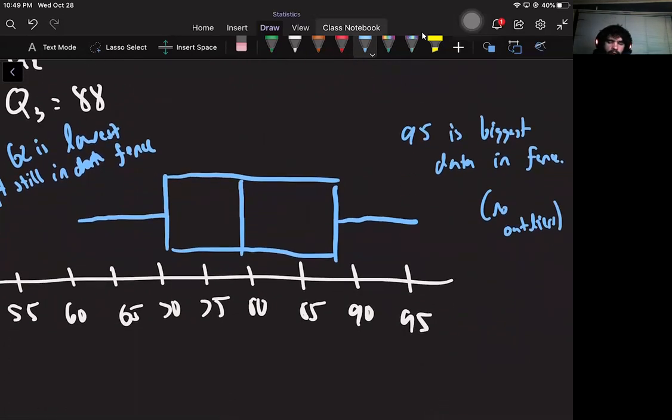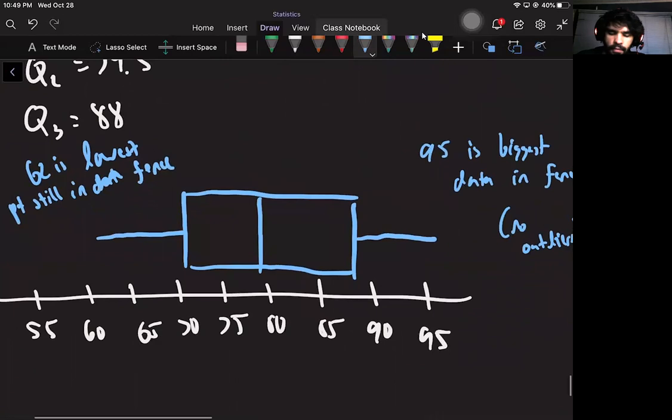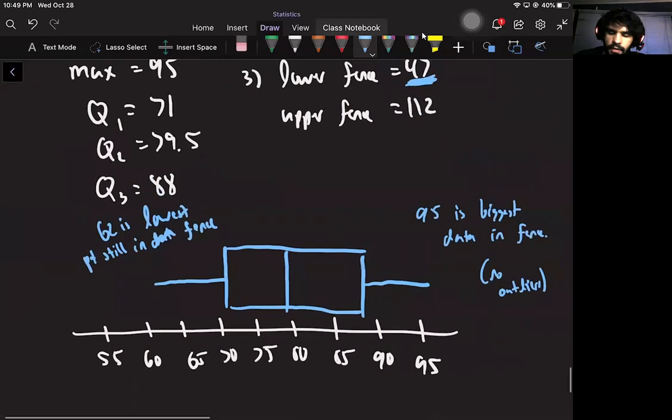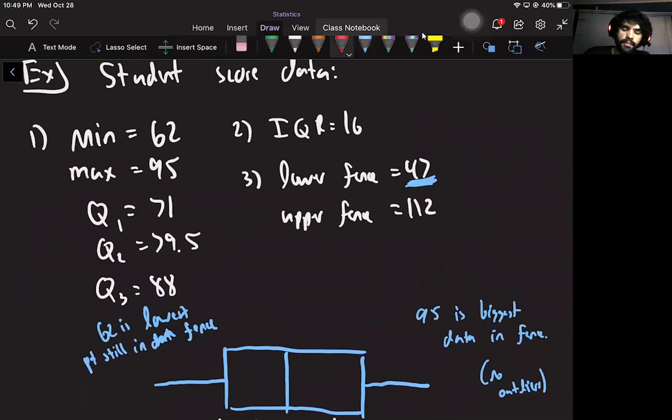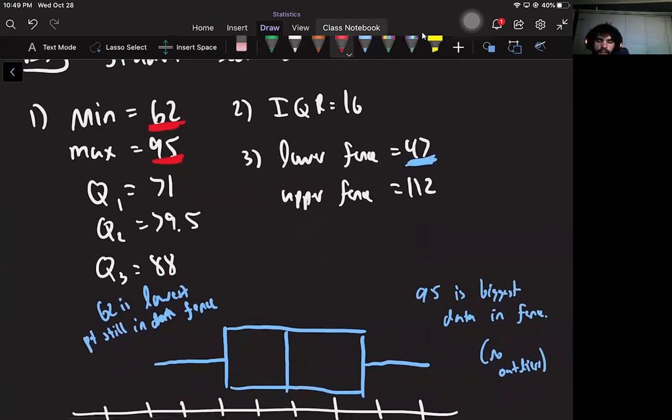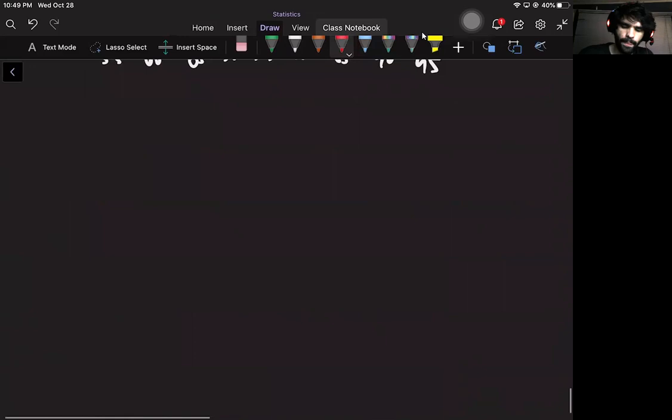Okay, but the other example is probably a better example to practice with because you didn't just go to the minimum and the maximum. Instead, you go to the biggest point still within the fences, and the lowest data still within the fences too. Okay, so I'm going to summarize because this is sort of like the end of the section.